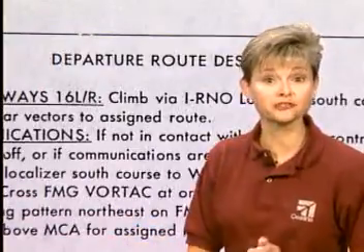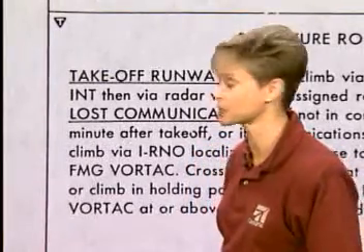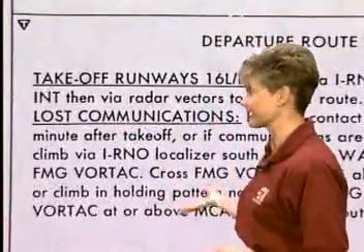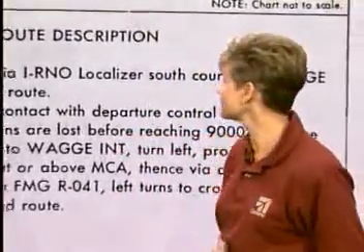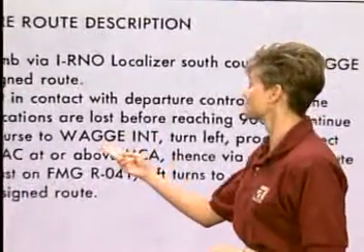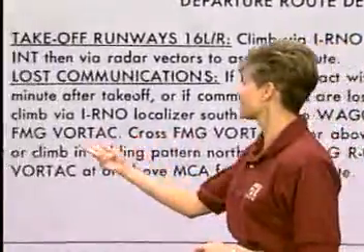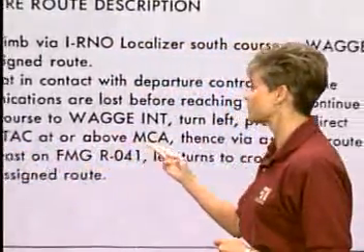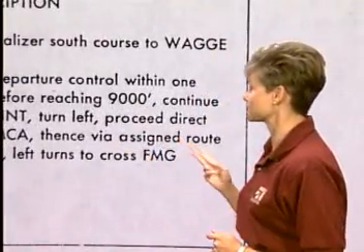But what procedure should you follow if you lose communications on this departure? Well, look at the bottom of the departure, and sure enough, it says, in the event of lost communications. And then it tells you what to do. If you're not in contact with departure control by the time you get to 9,000 feet, continue your climb to WAG intersection, then turn left direct to the Mustang Vortac. And then, if you're at or above the minimum crossing altitude, proceed to your assigned route.